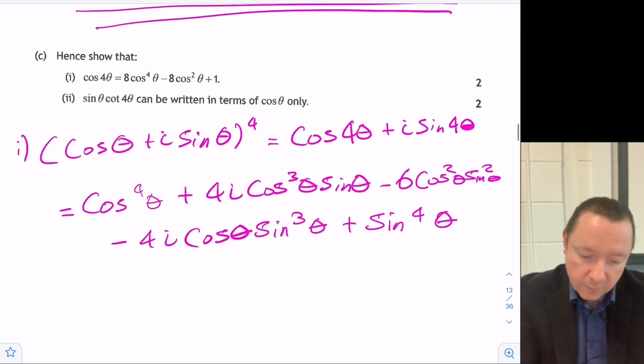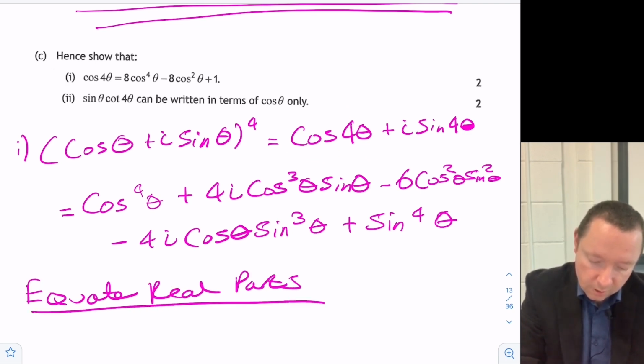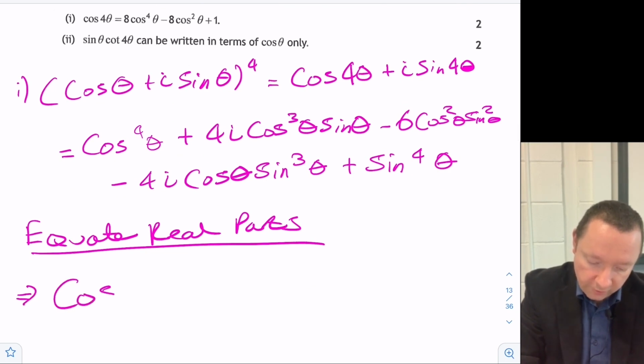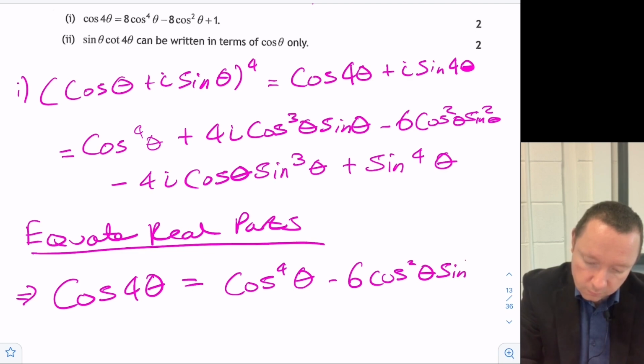So we can see that this is made up of a real part and an imaginary part. So if we just equate the real parts, we'll end up with cos 4 theta. So equate the real parts. So that implies that we've got cos 4 theta equals cos to the power of 4 theta. Second term's imaginary. Minus 6 cos squared theta sine squared theta. Next term's imaginary, but then we've got plus sine to the power of 4 theta.